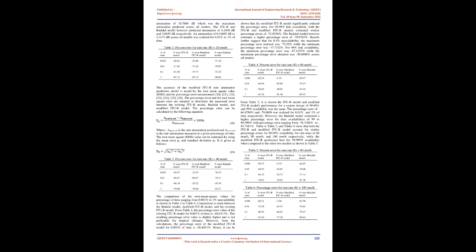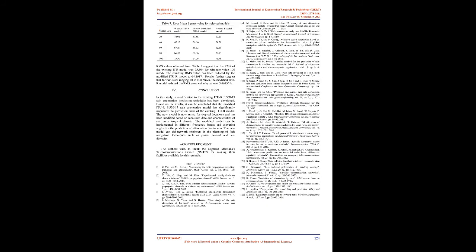The accuracy of the modified ITU-R rain attenuation prediction model is tested by the root mean square value, RMS, and the percentage error measurement [20, 21, 22, 23, 24, 25, 26]. The percentage error and the root mean square error are adopted to determine the measured error between the existing ITU-R model, Budalal model, and modified ITU-R model. The percentage error can be calculated by the following equation.